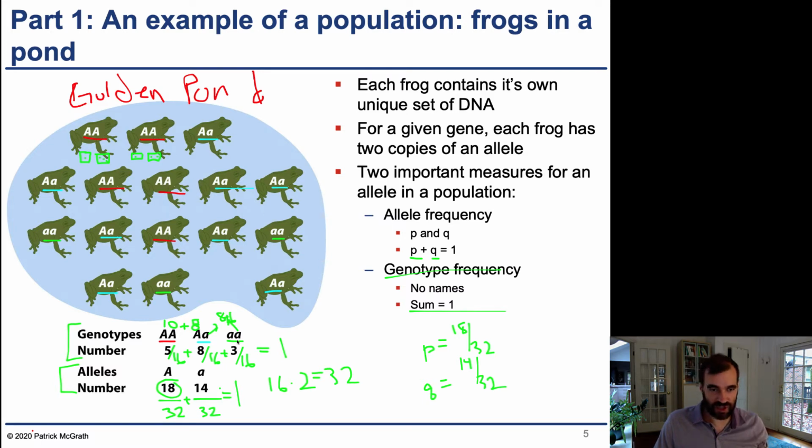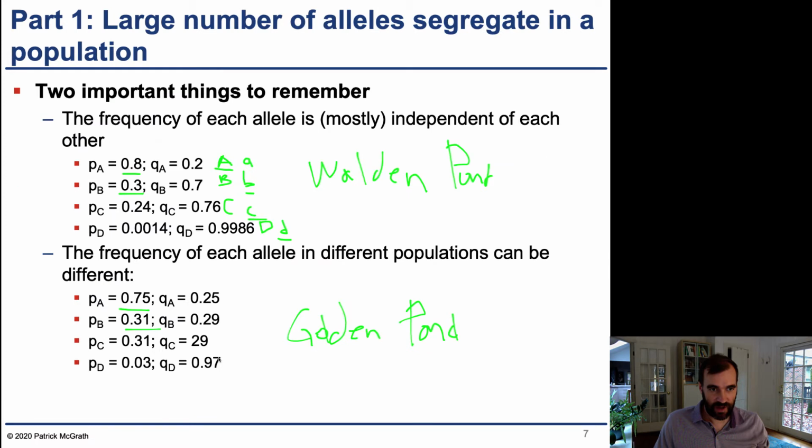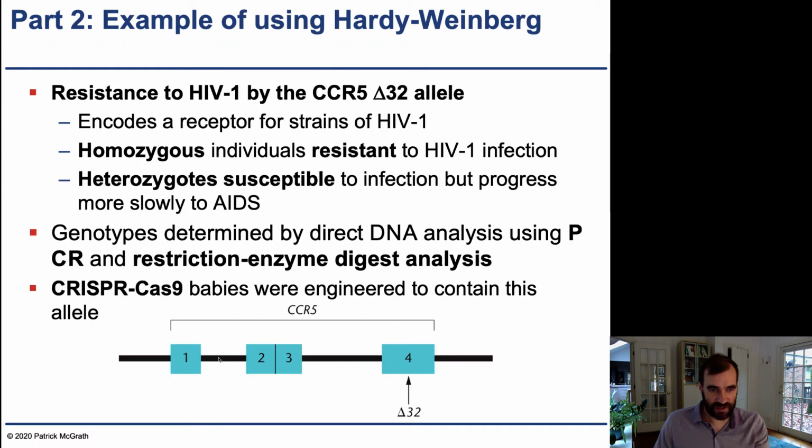And so you do this by taking the approach that I showed you. You count the number of animals with each genotype and then you divide by the total number of animals. And then from this, you can calculate the allele frequency. So what do I mean by the fact that these are independent? What I mean might be easiest to illustrate by an example.